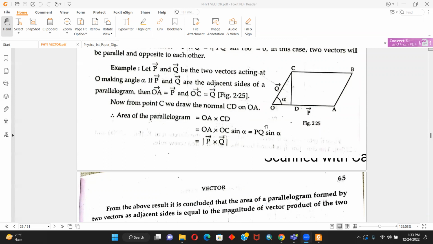So OA times OC sine alpha. How is it OC sine alpha? If we calculate from the little triangle, sine alpha equals CD upon OC, so CD equals OC sine alpha. Then you get OA times OC sine alpha, and OA will be P, OC will be Q, and then sine alpha. So you get PQ sine alpha, which is P vector times Q vector. Now here we get a very important understanding.